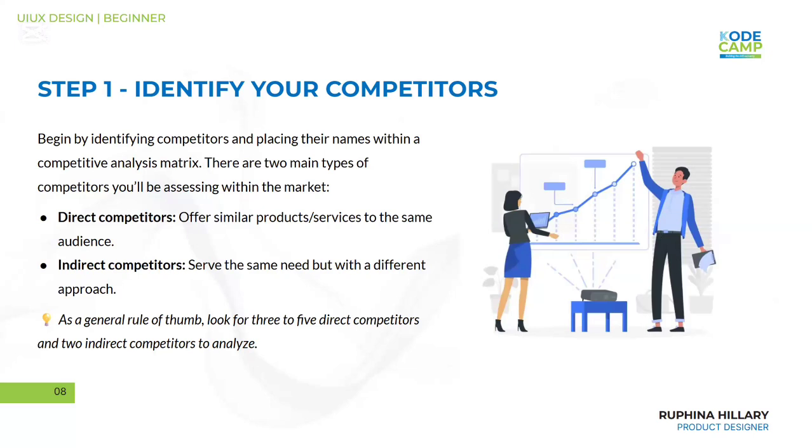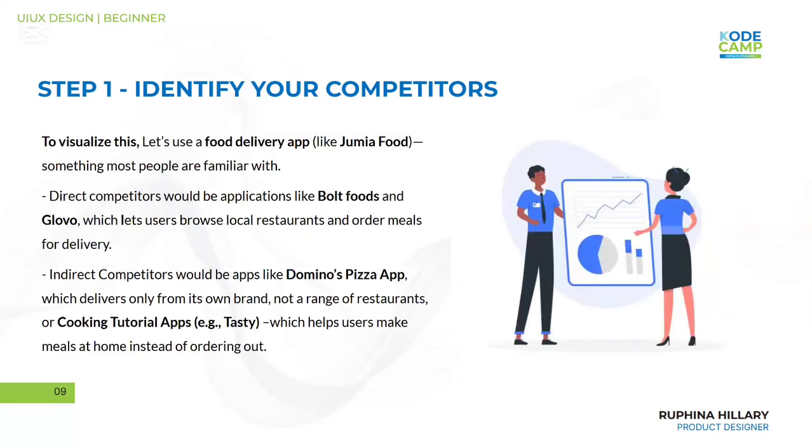There are two main types of competitors that you'll be assessing within the market. You have the direct competitors and the indirect competitors. The direct competitors are offering to the same audience, while the indirect competitors would serve the same need but with a different approach. For example, Jumia Food is an application where you can order from different restaurants and they deliver the food to you. Jumia Food does not produce the food themselves. It's not a restaurant that you're buying from, but it's a food delivery application.